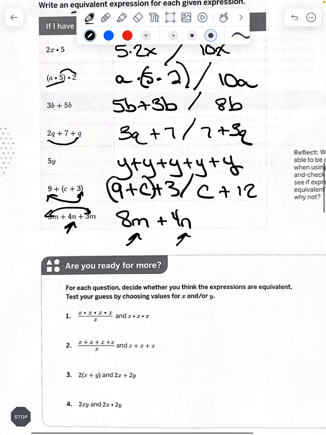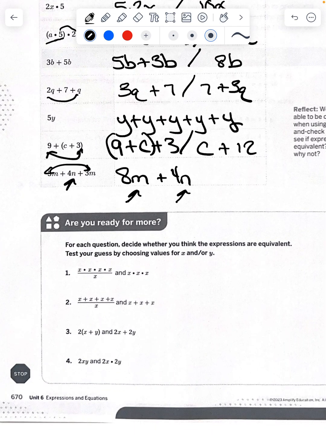I actually want us to go down here, and I'm going to choose 2 of these. And we're going to see if the expressions are equivalent, because I think this is going to help you in the very near future. Okay, for each question, decide whether you think the expressions are equivalent. So yes or no. And then test your guess by choosing values for x and or y.